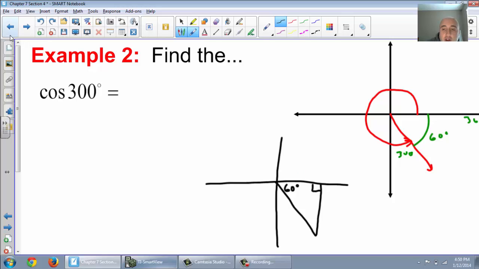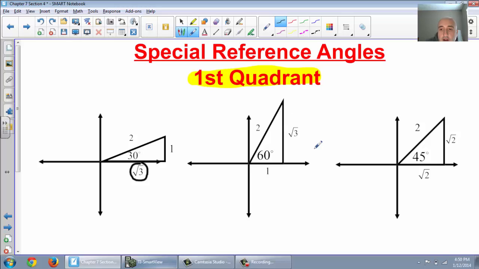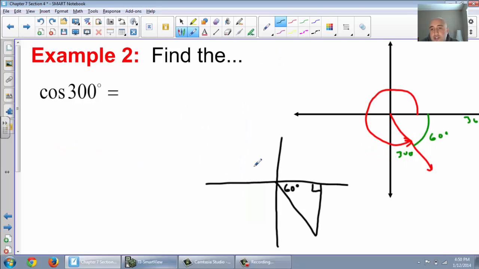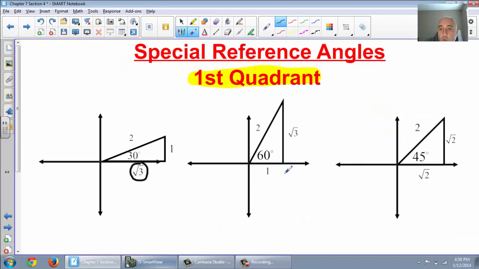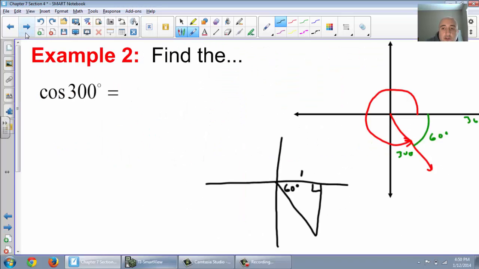Okay, now I'm going to go back to my triangles, and we're going to figure out what our dimensions are. Alright, so 60 degrees. My x value was 1, and we went to the right. So here, we're still going to the right, so my x value is still 1. My y value is square root of 3, but we went up. So what do we have to do on this one? Now we are going down, so it's a negative square root of 3. And the hypotenuse is always 2, so that doesn't change.